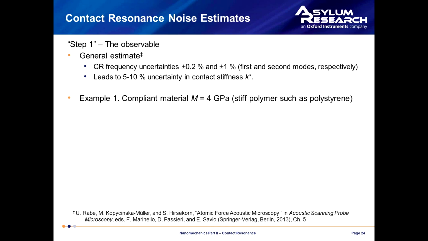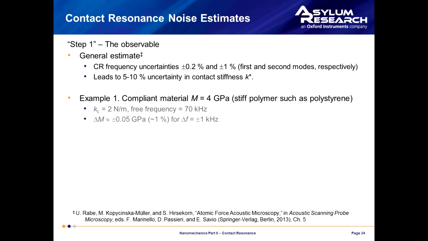Now Donna chose some examples here. The first one she chose was a compliant material with a modulus of about 4 gigapascal. And this is a relatively stiff polymer, such as high-density polystyrene. If you assume using a fairly soft cantilever for this, 2 newtons per meter with 70 kilohertz free air amplitude.